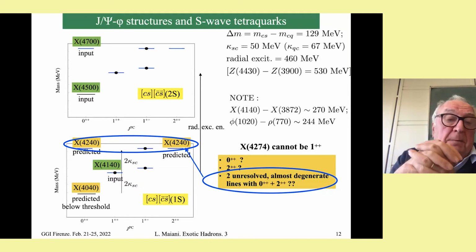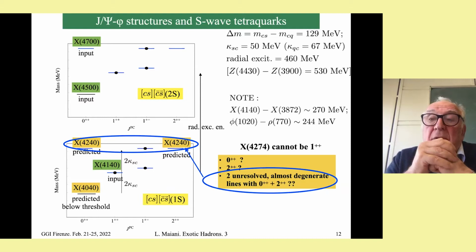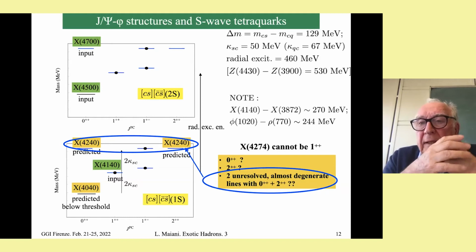I don't know. I don't think there is an answer. It's clear that these data are still not so precise. And if you fit a bump with two resonances, you simply increase the number of parameters, and there is no real advantage.